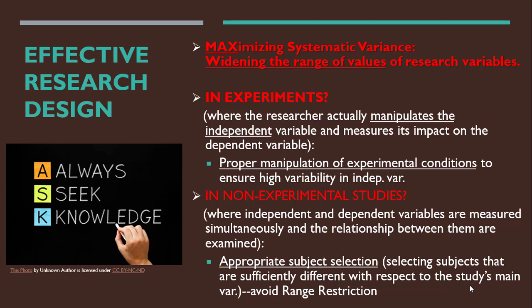It means that we want to widen the range of values of the research variables. Which means you need to make sure you take samples that are representative of the broad spectrum of the components of your population. Because if the independent and the dependent variable are not so different from one another, then you are minimizing the systematic variance. So if you have an experiment where you manipulate the independent variables so as to measure their impact on the dependent variable, you want to make sure that they are quite different.